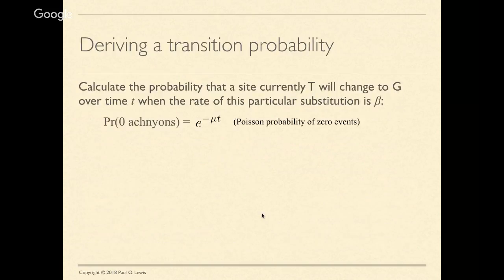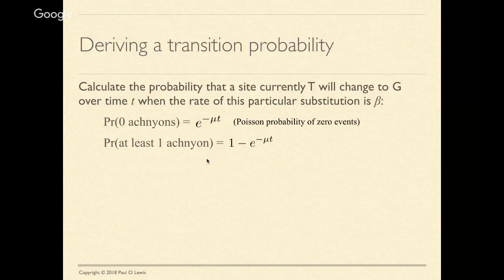So let's calculate the probability that the end state is G given that the starting state was T. The probability of 0 acneons across a branch that represents a length of time T and an acneon rate of mu is just the Poisson probability of 0 events, where an event in this case is an acneon and the rate of acneons is mu. The probability of at least 1 acneon happening along that branch or that amount of time is just 1 minus the probability of 0 acneons happening. So this is 1 or more, at least 1, just anything except 0.